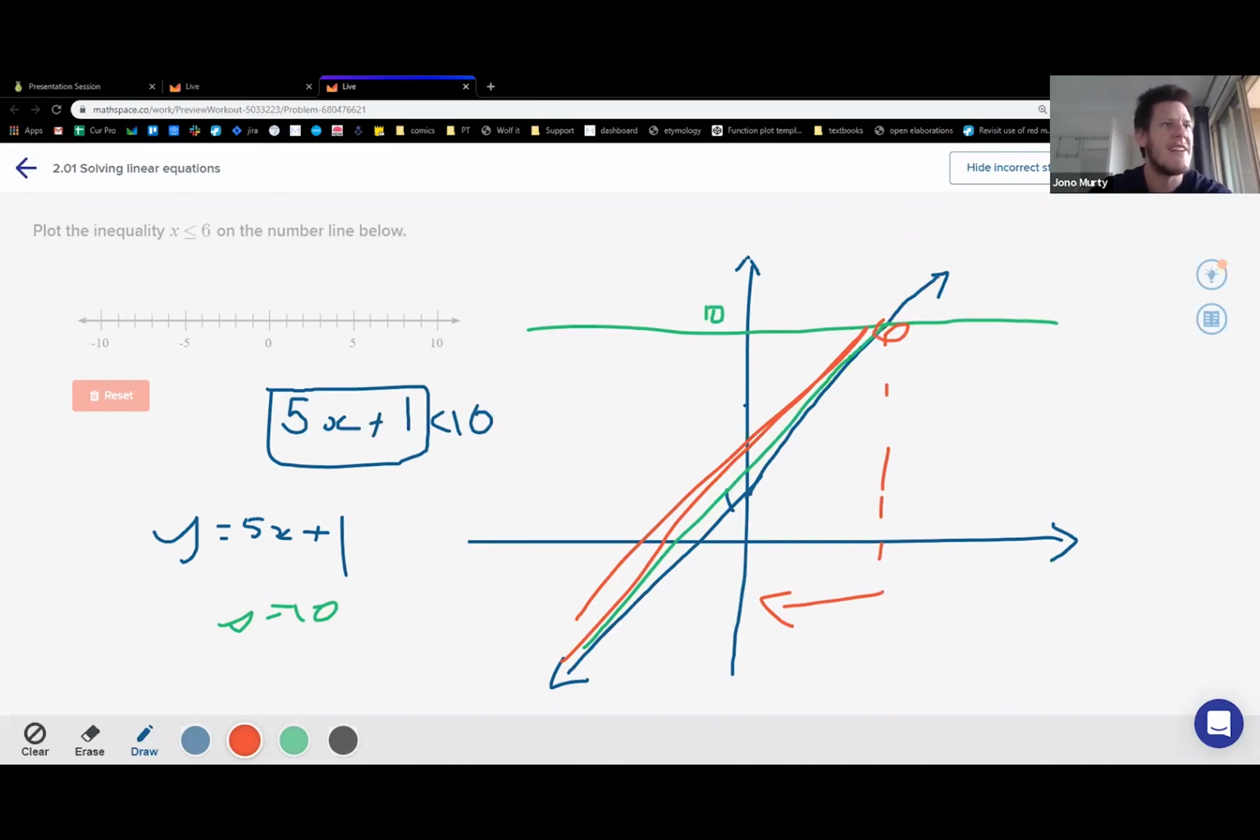I didn't pick very nice numbers. If you're plotting this correctly, you'd have these values, but let's just quickly solve it. 5x is less than 10. No, sorry, 9. X is less than 9 on 5. So this point here is 9 on 5, and that would be our solution.